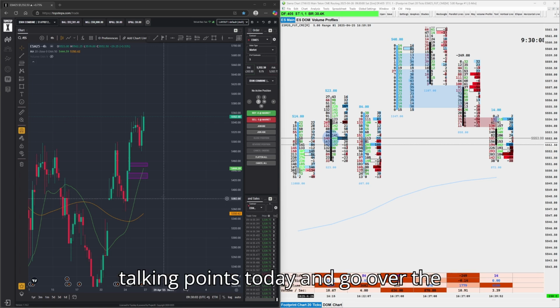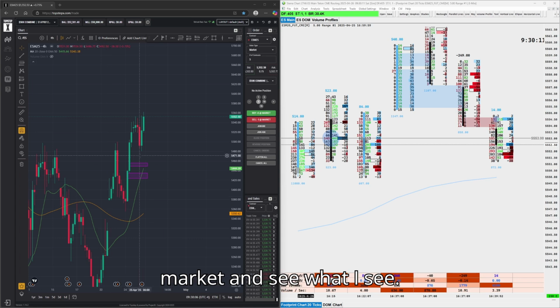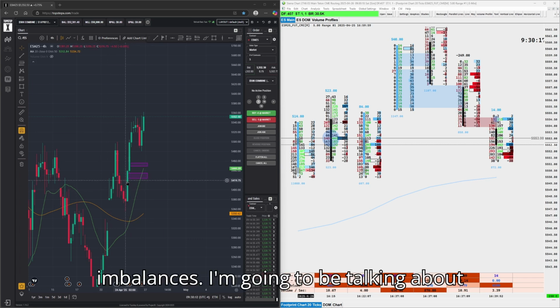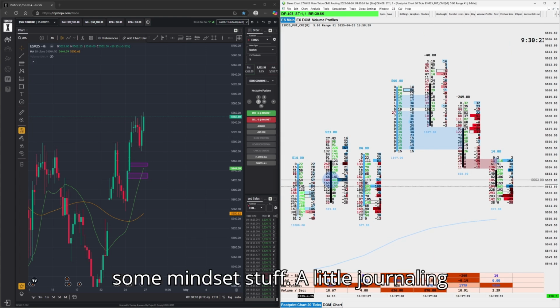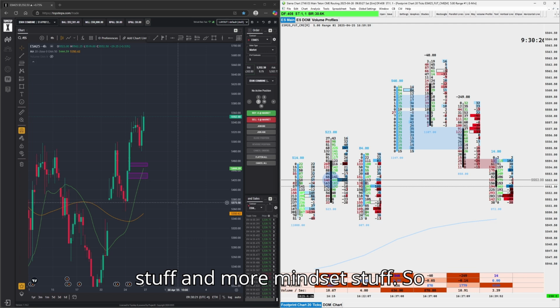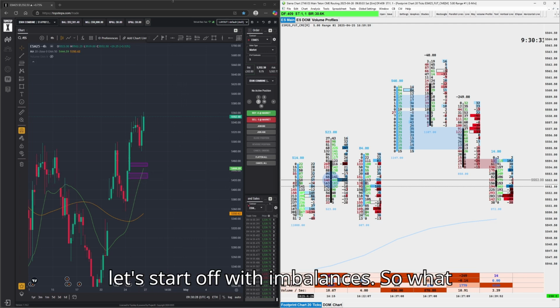So, I'm going to go over some talking points today. We're going to go over the market and see what I see. I'm going to be talking about imbalances, a little bit of the footprint charts, some mindset stuff, a little journaling stuff, and more mindset stuff. So, let's start off with imbalances.